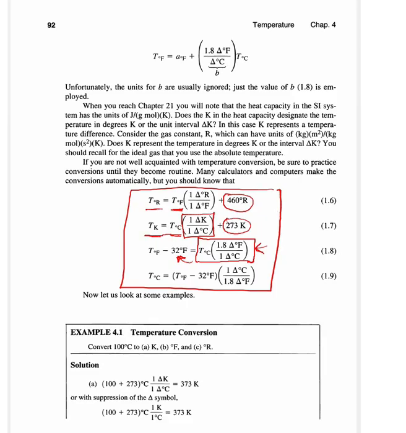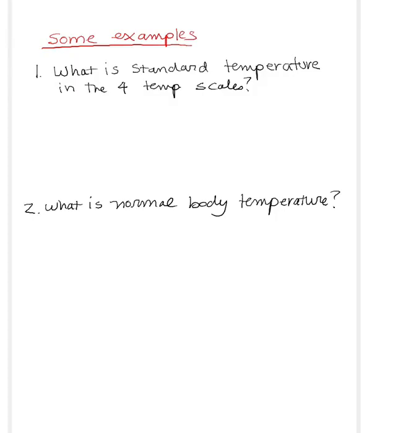So let me give you a couple examples of how that would work. What's the standard temperature in the 4 different temperature scales? Well, we know it's 0 degrees Celsius, right? So to get to Kelvin, you just add 273 to it. So standard temperature is 273 Kelvin. Well, what is that in Rankine? Well, we know that there's 1.8 degrees Rankine per 1 change in degree Kelvin.